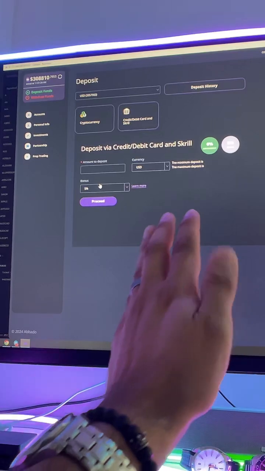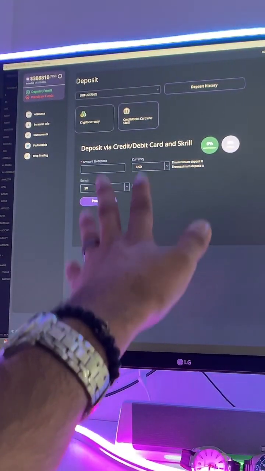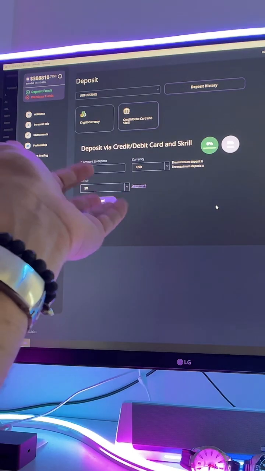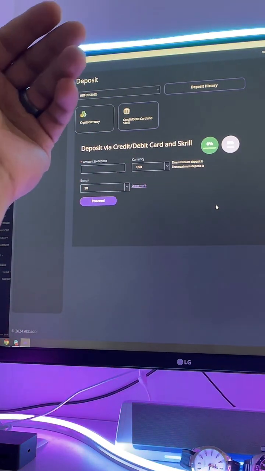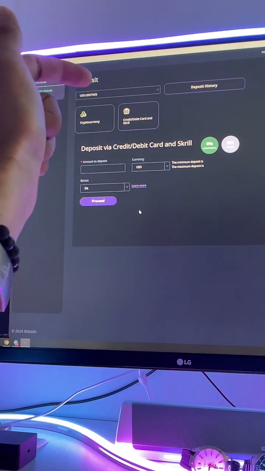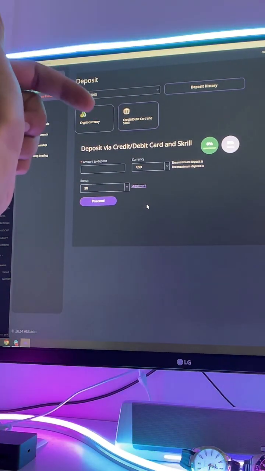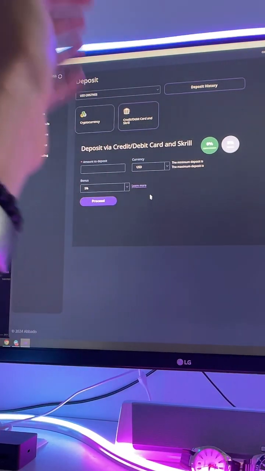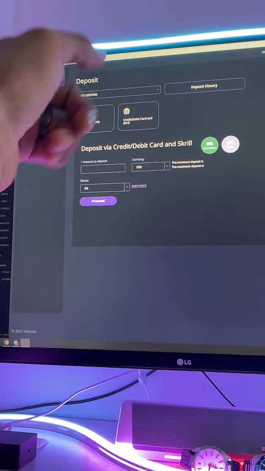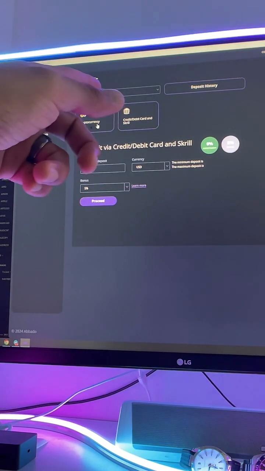And guys, the nice thing about Abado is they give you a 5% deposit bonus. So let's say you wanted to start with 10,000. If I was to deposit 10,000, I would just get $500 as a bonus. Definitely take advantage of that 5% bonus. It's actually amazing. And there we go. So that's how we would deposit.